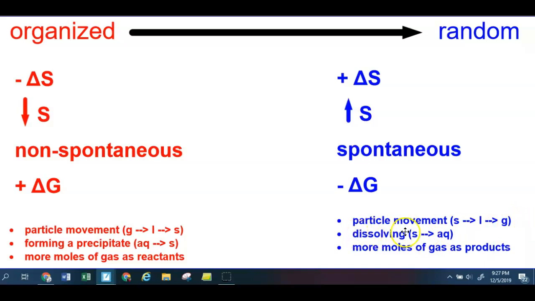dissolving. It's not like the words are opposite, like you would go from a solid to a liquid to a gas. Over here, you're going from a gas to a liquid to a solid. So just understand that forming a precipitate means aqueous solutions going to a solid, and the opposite is dissolving, solid going to aqueous.